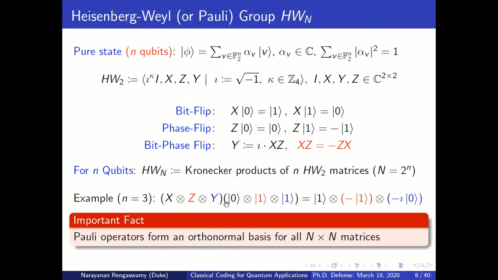And if you have 3 Pauli operators, you apply each Pauli operator to the corresponding qubit. So X applied on 0 is 1, Z applied on 1 is -1, Y applied on 1 is a combination of both, so you get this state. So hopefully this notation is clear. And the fact that you want to keep in mind is that you can express any n by n complex matrix as a sum of Pauli matrices. So Pauli matrices form a basis, and that's what we are trying to exploit.